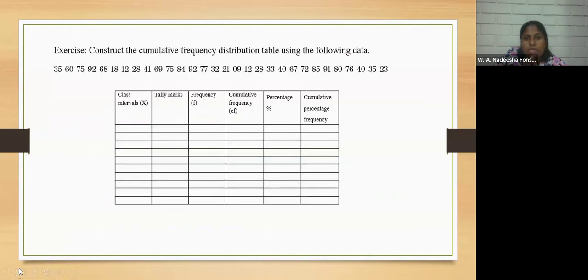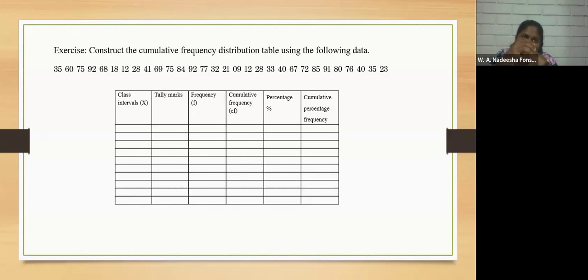This is the example. It's not an example, it's an exercise. By looking at this data, you have to find the range. Range means you have to find the maximum value, then the lowest value, then find the width. Not width, but range. Then you have to decide what the class interval is. Then by considering that range and class interval, you can find the number of class intervals, by dividing.